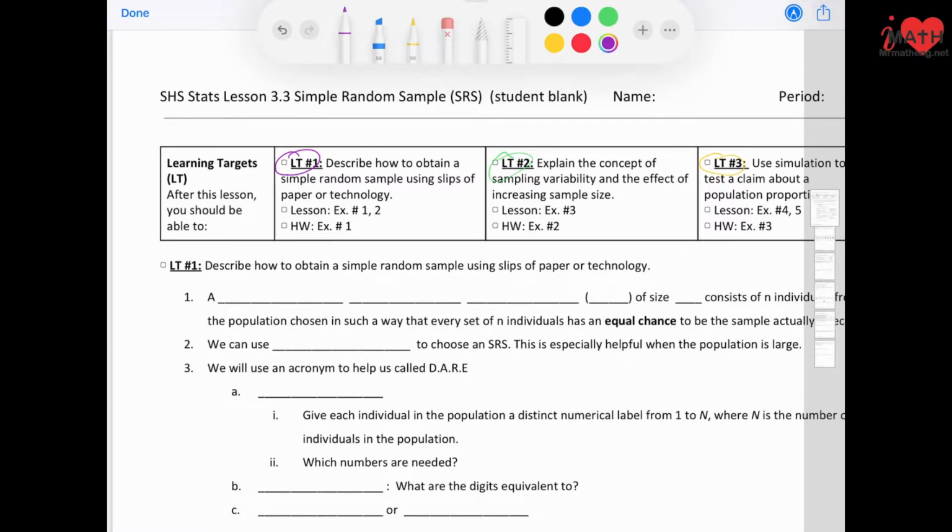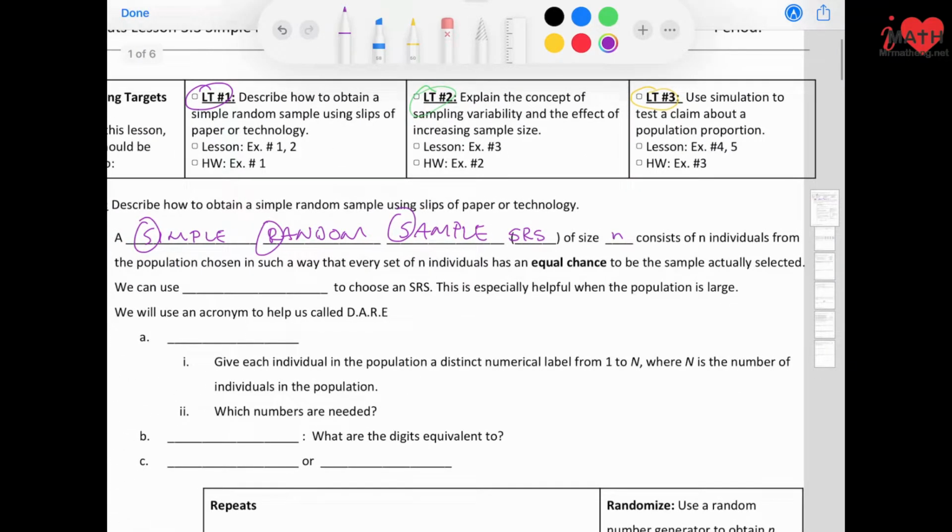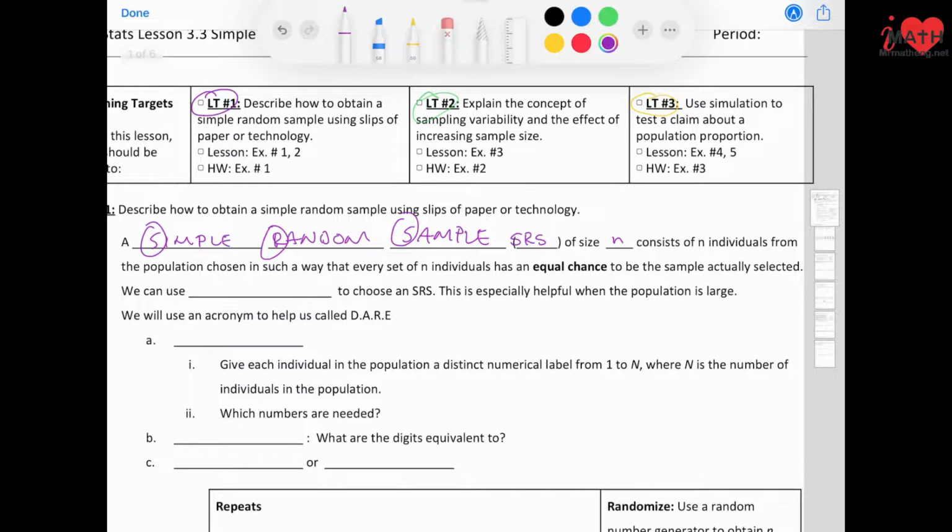How do you describe how to obtain a simple random sample using slips of paper or technology? A simple random sample, and the letters of that are SRS, that's the abbreviation, of a size, and the size we're going to use letter n, consists of n, or unknown amount of individuals from a population, chosen in such a way that every set of n individuals has an equal chance to be in the sample actually selected.